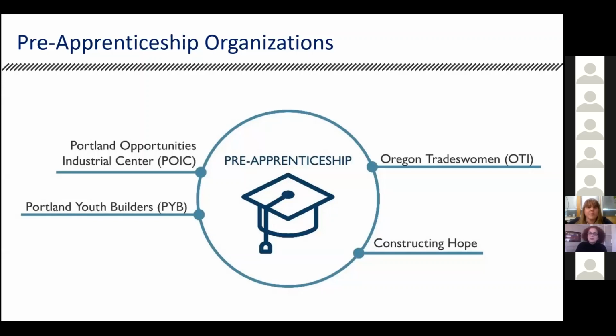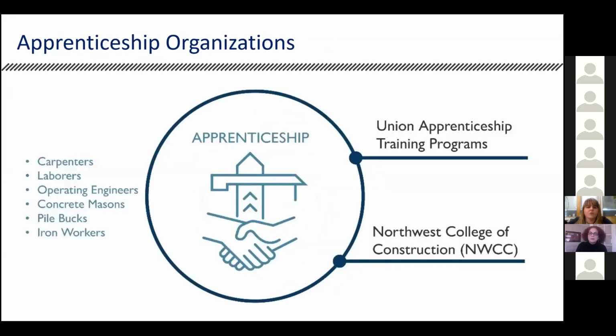Goals will be reached by planning it into the work from the beginning of the project. As you can see from this slide, we will continue to support pre-apprenticeship groups like OTI, POIC, Constructing Hope, and Portland Youth Builders in the surrounding community. Next slide. We will stay involved with apprenticeship programs and hire apprentices. There are opportunities on this project for both union and open shop firms, and we listed off a couple trades that will be on the project, and there will be great opportunities. Next slide.